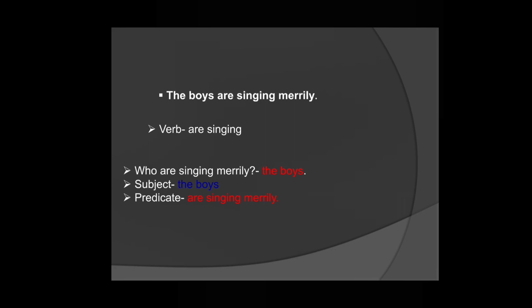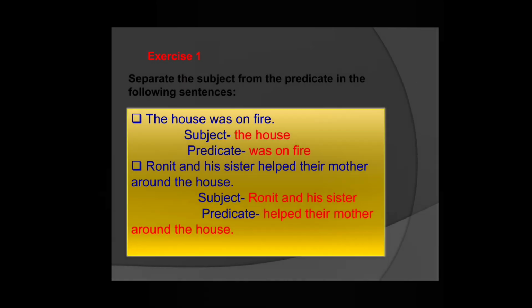Are singing. Now the question comes, who are singing merrily? The answer is the boys. So the subject of the sentence is the boys. The predicate is are singing merrily, because are singing is the verb in it, and merrily we need to add. So the verb along with the leftover sentence is the predicate.